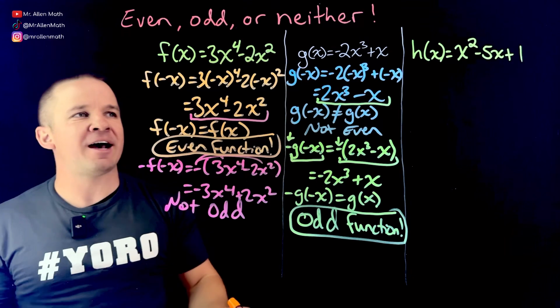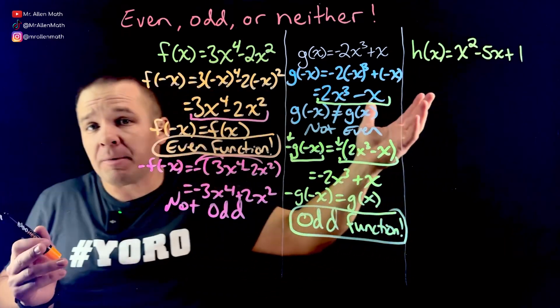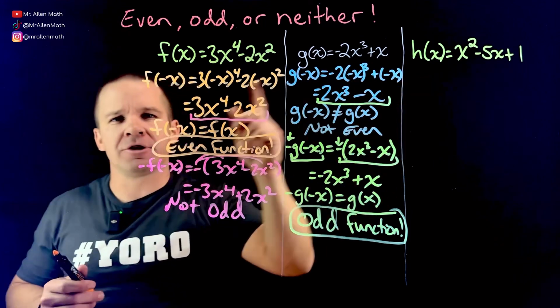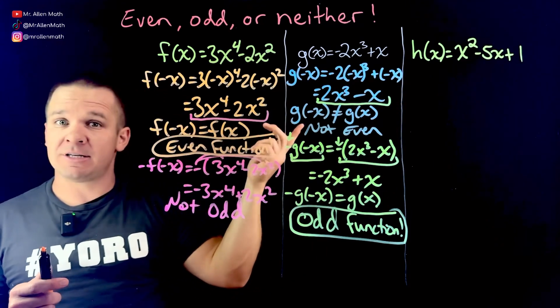Last one here, h of x. I see we got a degree of 2 here. Maybe it's an even function, right? I've got a linear term. Interesting. We haven't seen a mix of an even degree and an odd degree. Let's see how this plays out.